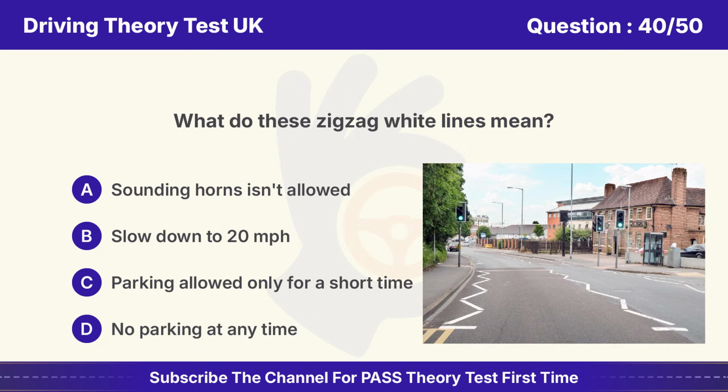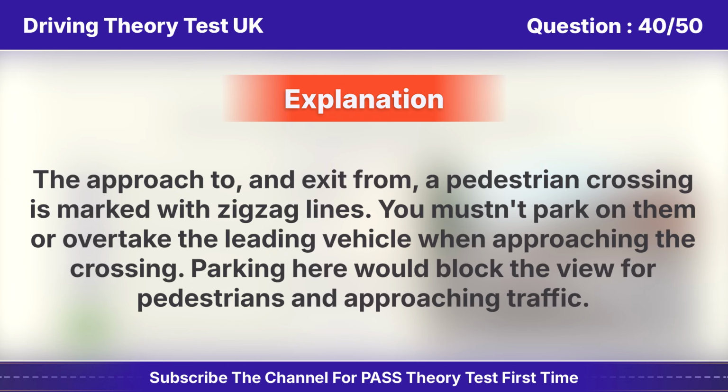Question 40. What do these zigzag white lines mean? Answer is D. No parking at any time. The approach to, and exit from, a pedestrian crossing is marked with zigzag lines. You mustn't park on them or overtake the leading vehicle when approaching the crossing. Parking here would block the view for pedestrians and approaching traffic.